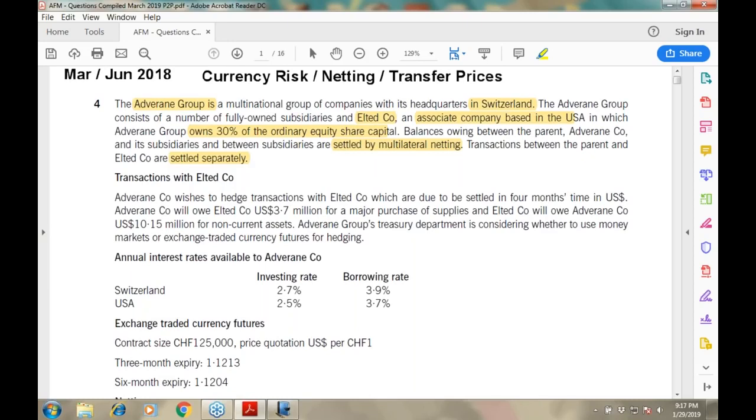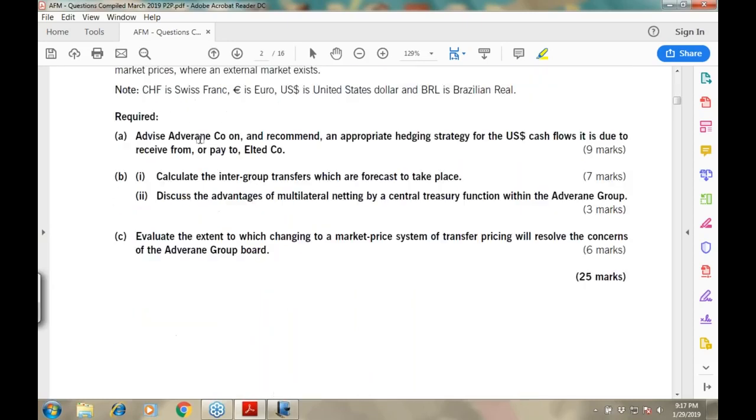So what are we being told? We are being told to advise Adverine company on and recommend an appropriate hedging strategy for the US dollar cash flow it is due to receive from or pay to LTD company. So what do we need to do? We need to talk about the cash flows that are expected to be received or paid to LTD company. So we need to have the appropriate hedging strategy for that. Now let's just discuss.